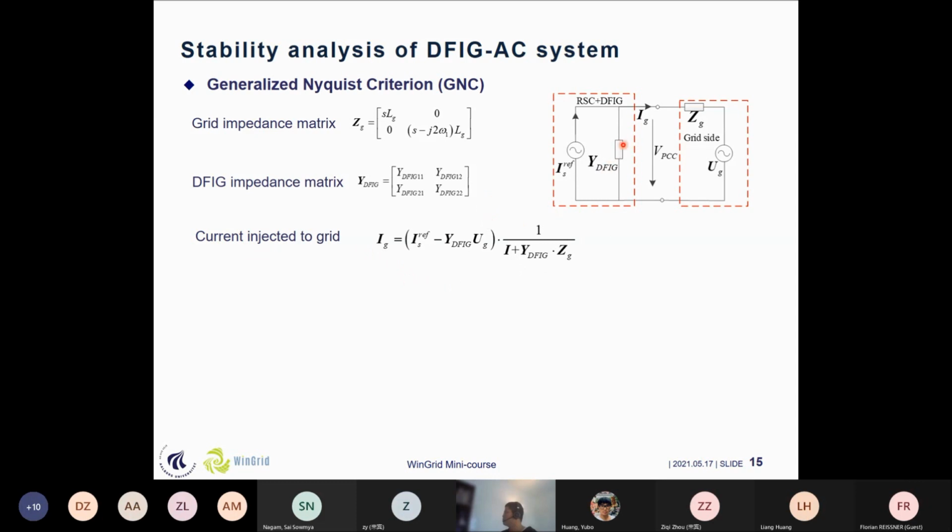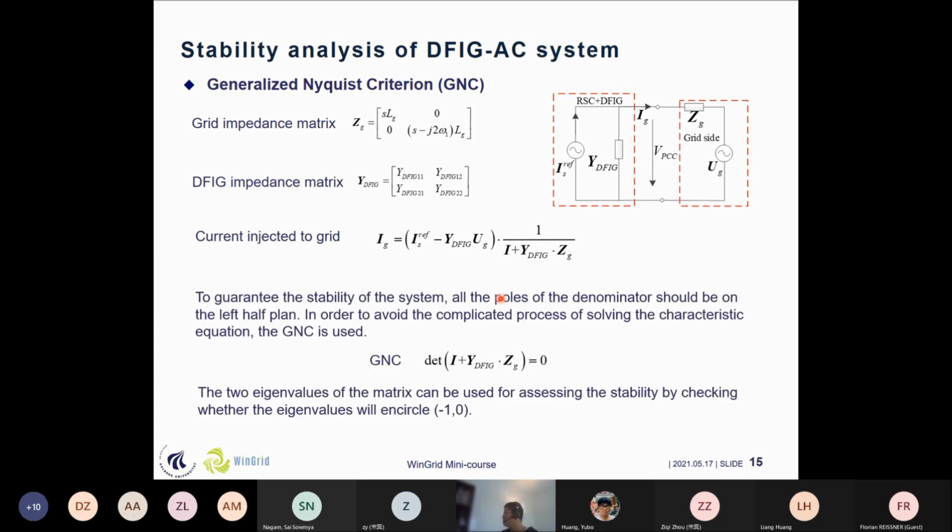And we have some assumptions for the impedance assessment used here: if you are connecting your RSC plus DFIG model to a strong grid, it means that the DFIG is stable by itself. It will have no stability issues if it's connected to the strong grid. So this part we can ignore. We only focus on this part, the denominator. If we want to guarantee the system is stable, we need to guarantee all the poles of the denominator are in the left half plane. Basically, we can calculate the roots of these characteristic functions, but it is always very complicated in real cases since it's a high order equation.